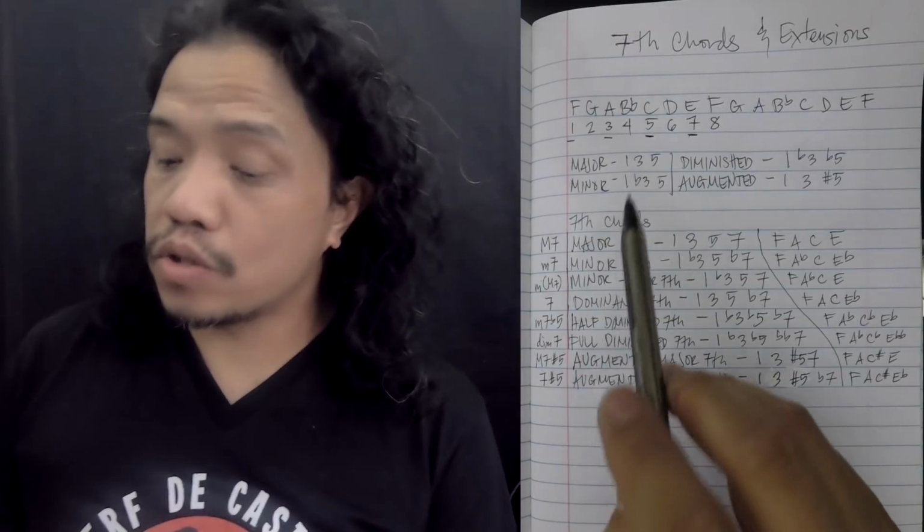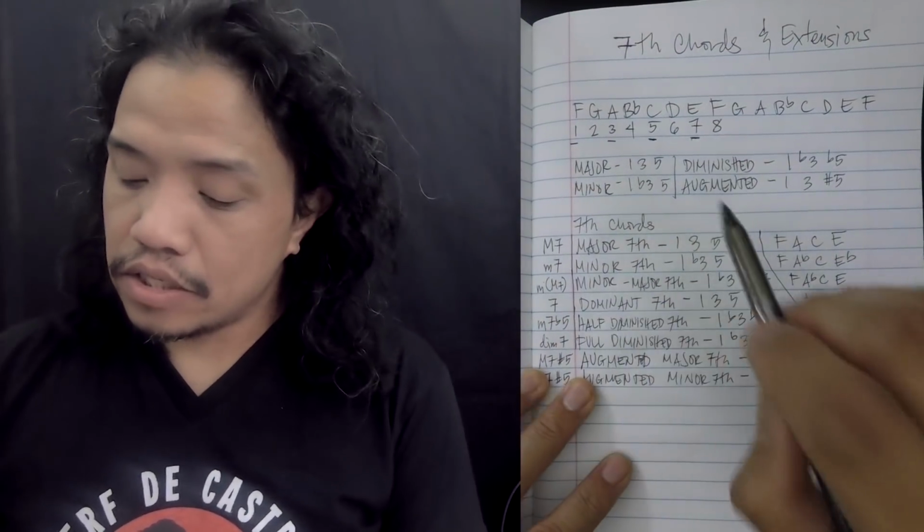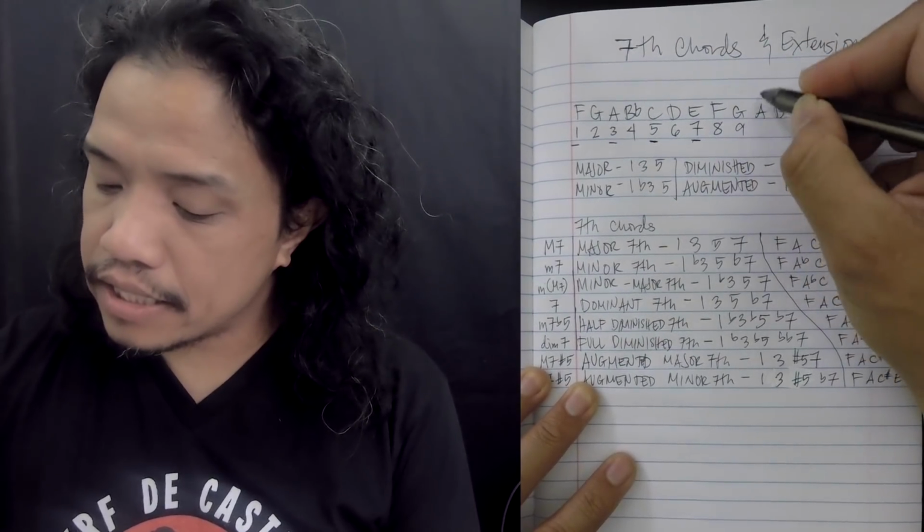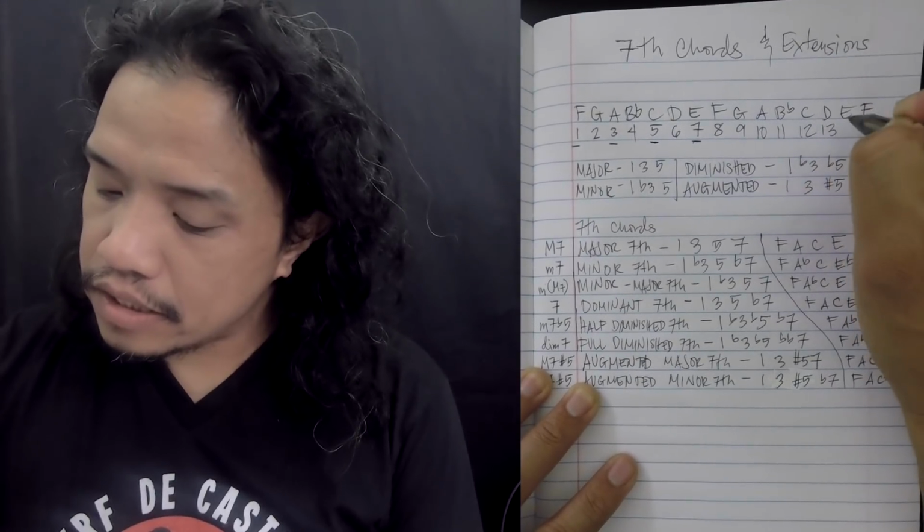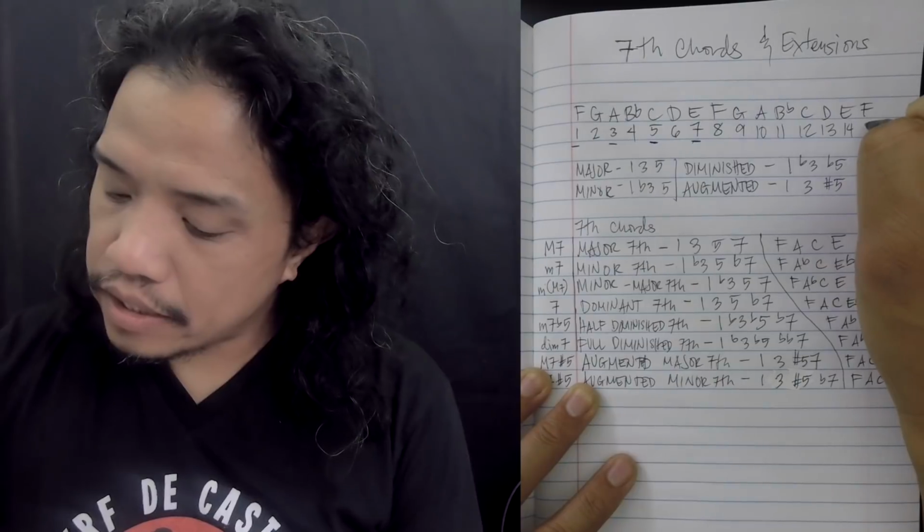And now we are also going to extend our interval names for the scale degrees. So we stopped at 8. 2nd octave G will be your 9th. 2nd octave A will be your 10th. 2nd octave B flat will be 11th, and then 12th, and then 13th, 14th, and 15th.